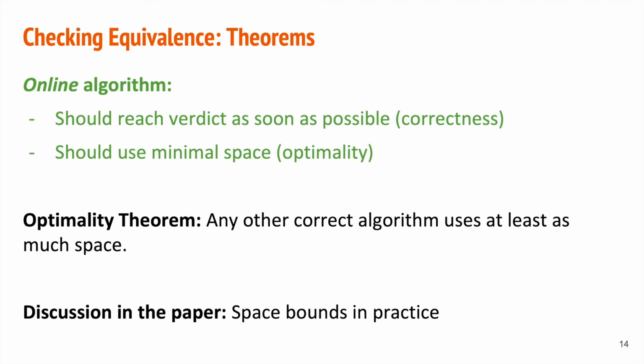So the equivalence algorithm that we design, in order to accommodate a large amount of data and produce a verdict, we want to design an online algorithm. So it should reach a verdict as soon as possible, and it should use minimal space. And in the paper, we're able to show an optimality theorem, which is that the algorithm that we provide uses minimal space in the sense that any other correct algorithm uses at least as much.